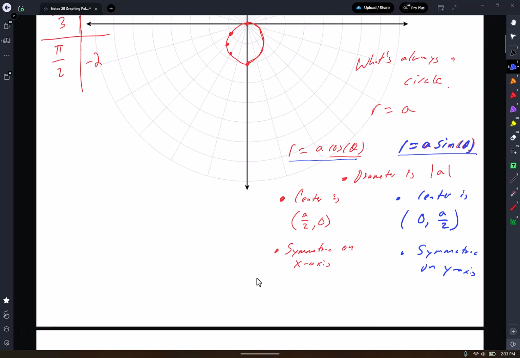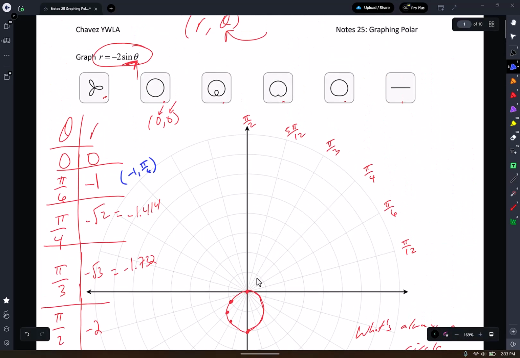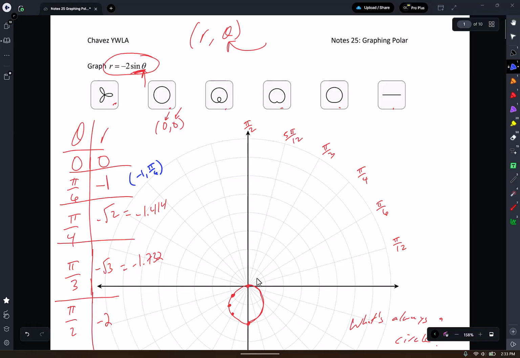By the way, these are called limacons. This is a rose. This one has petals. That one looks like a circle. This one has an inner loop. This one has a pole. This one has no inner loop. And this is just a line. These are all called limacons.